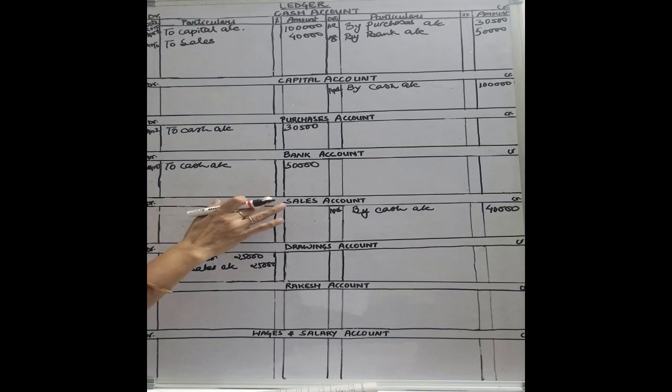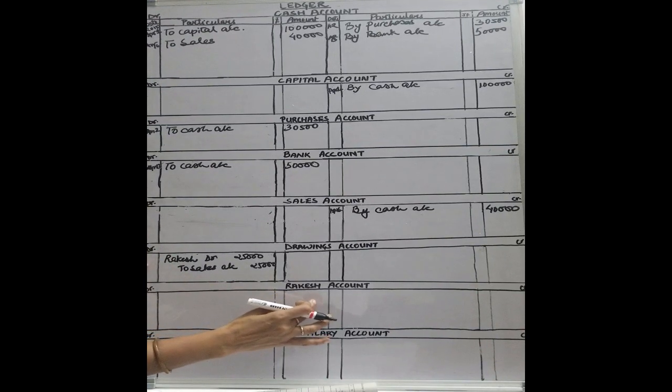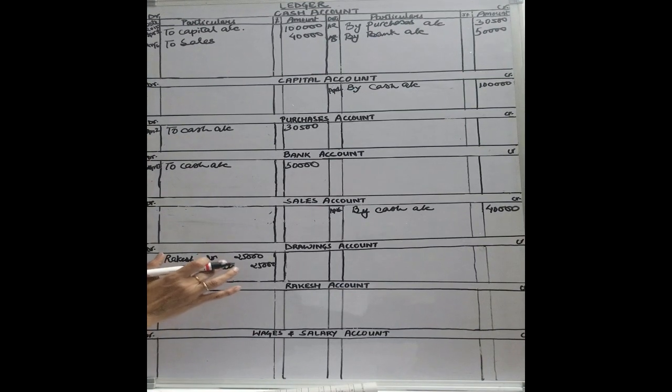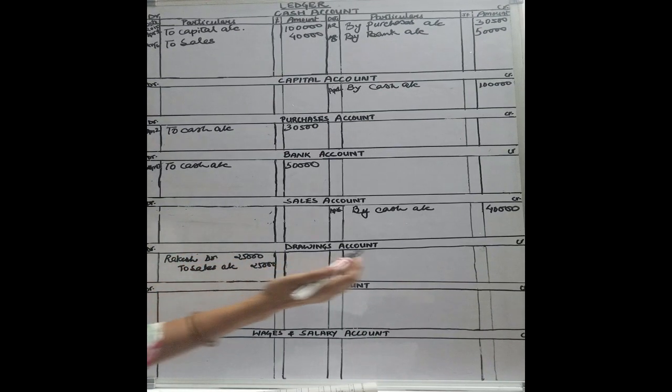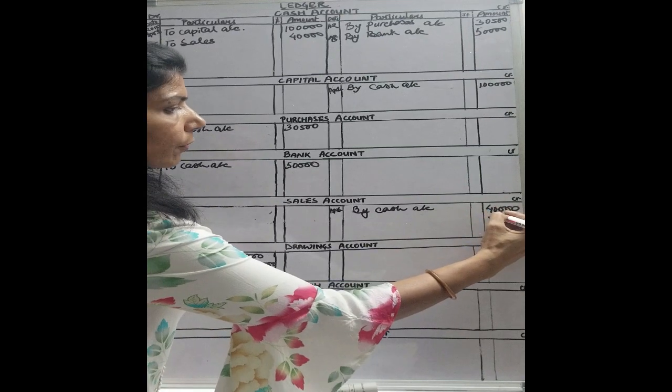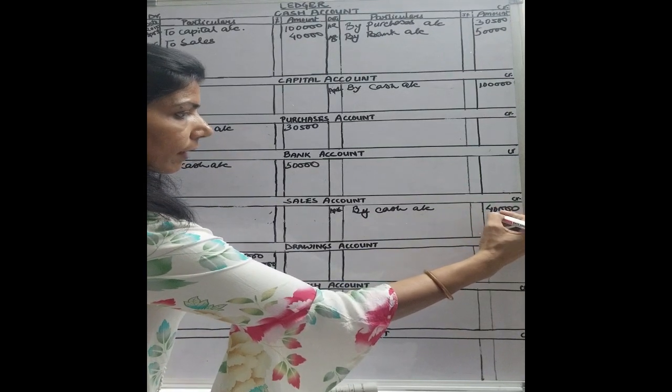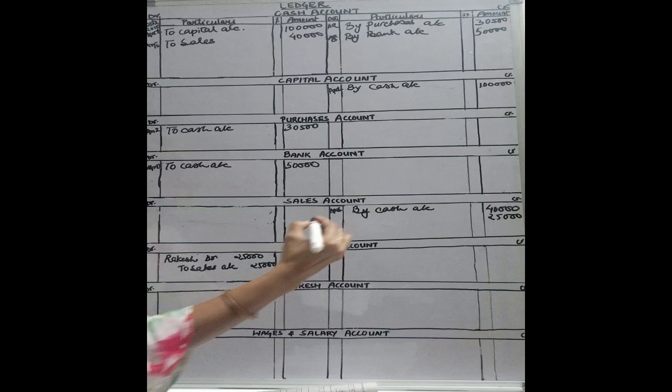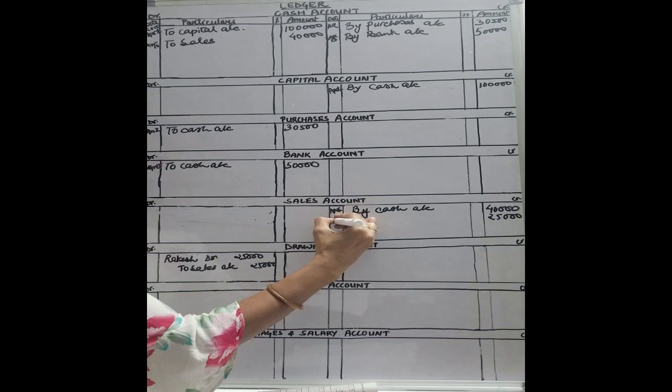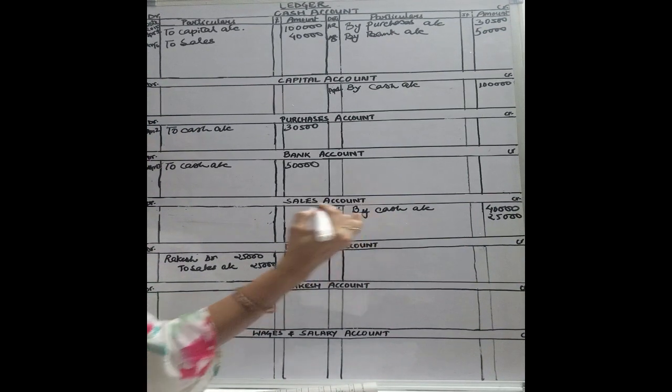Here we already have the sales account with us. Now we have to open a new account with the name Rakesh. So I have opened it here, Rakesh account. Let's just transfer the amounts now. The sales account is credited here, so we will credit the sales account by writing the amount 25,000 on the credit side of the account, right? Now in the date column we'll write April 20th.